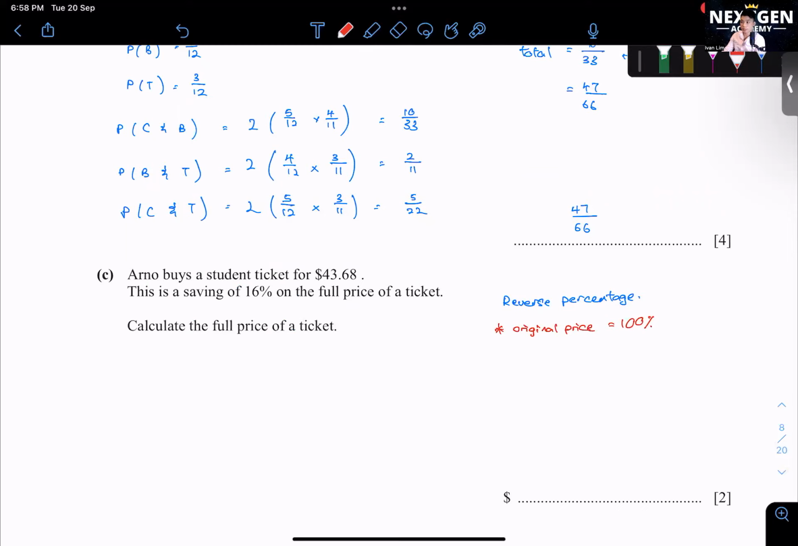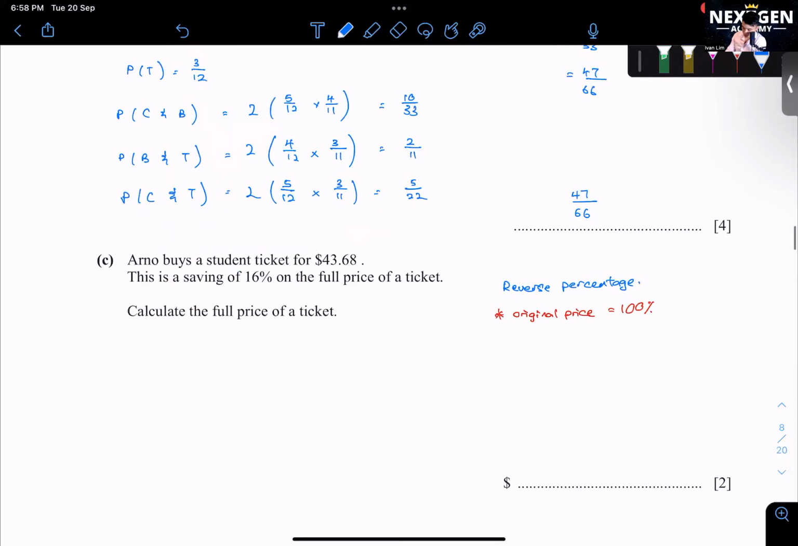Okay, your original price is equal to 100%. So if you want to use the ratio way, you can put it like this: your price, then your percentage. You see what they say here? Based on the question given to us, $43.68 is how many percent? It's a saving of 16%, right? So it's 100 minus 16, so this is 84%. It's not your 100%. So don't always assume that whatever information they give you is 100%. Understand this part here?